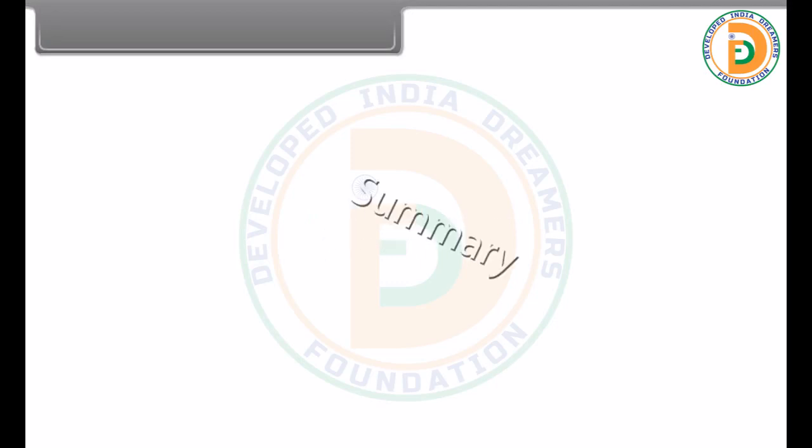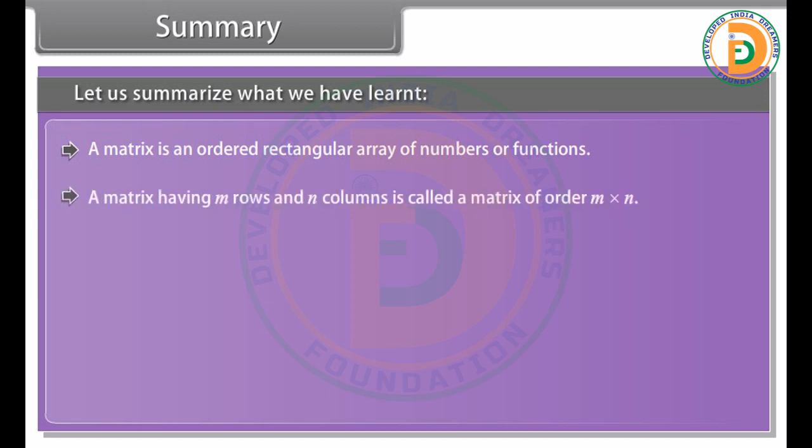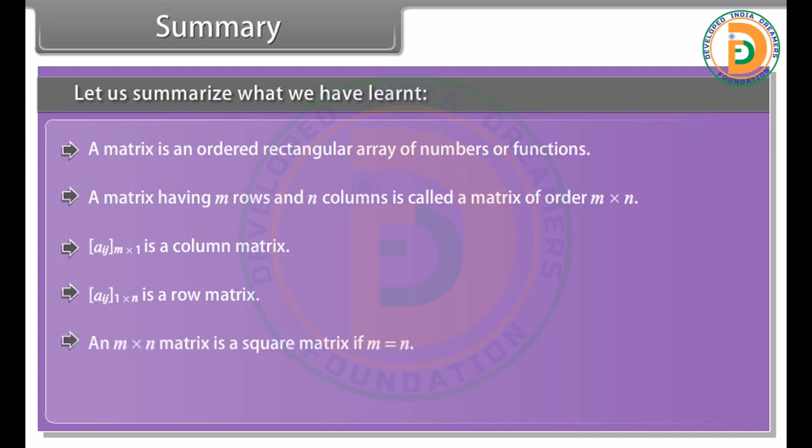Summary. Let us summarize what we have learnt. A matrix is an ordered rectangular array of numbers or functions. A matrix having m rows and n columns is called a matrix of order m by n. A = a_ij, m by 1, is a column matrix. A = a_ij, 1 by n, is a row matrix. An m by n matrix is a square matrix if m is equal to n.